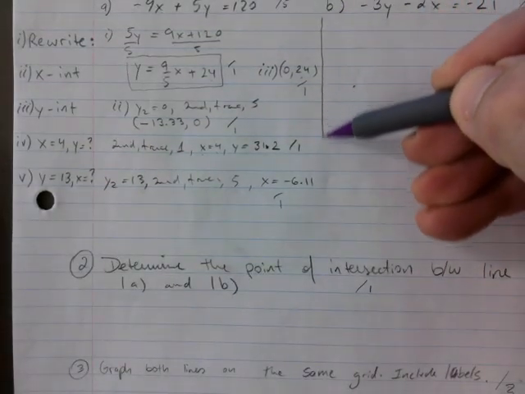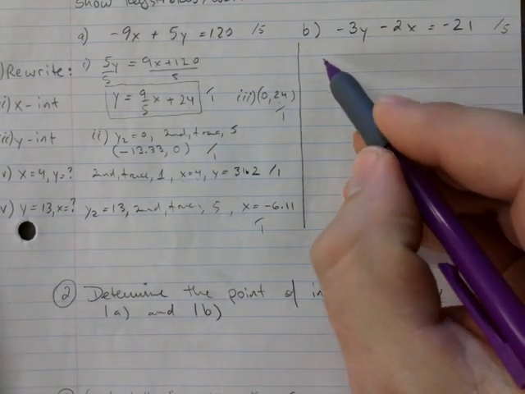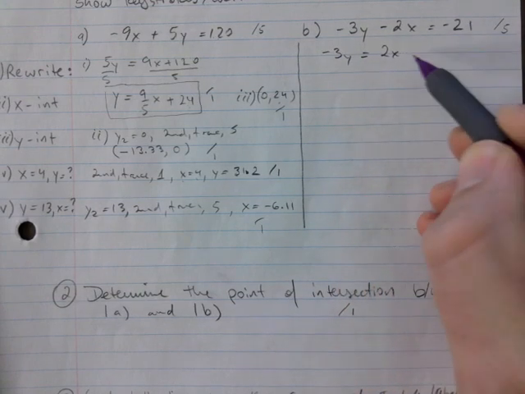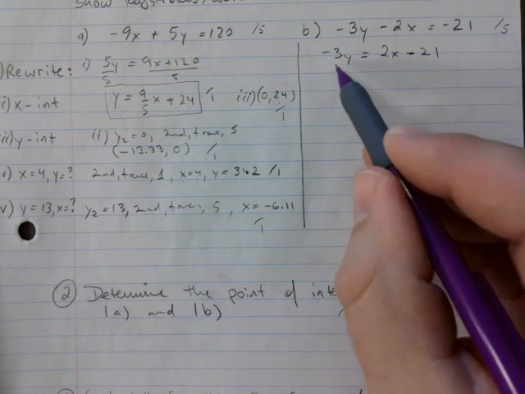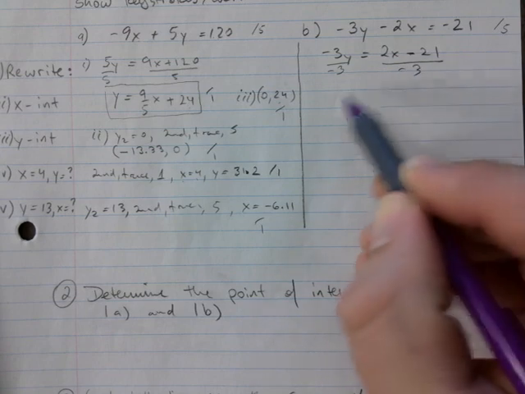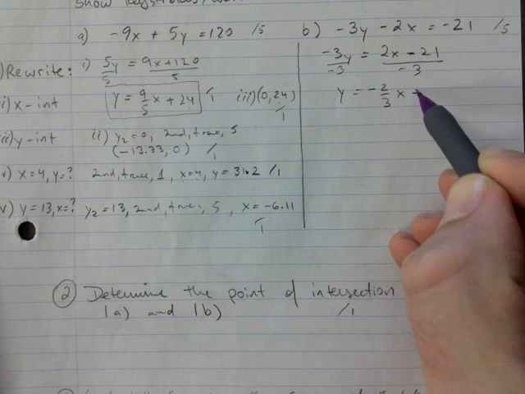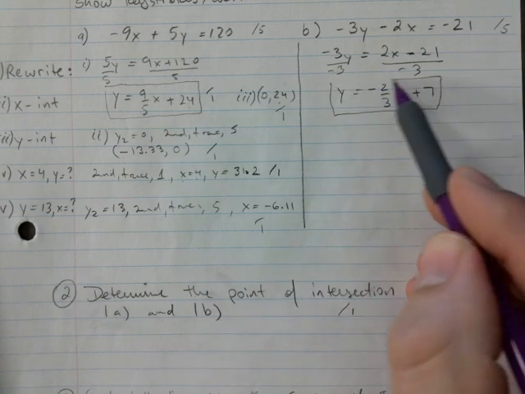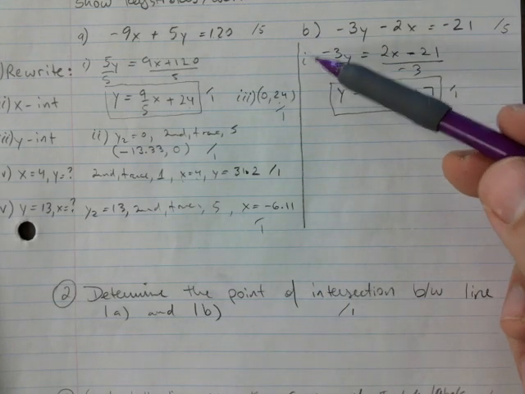Next, we do the same thing for B. I'm going to rewrite it real quick. Negative 3y is equal to, the 2x comes over positive, and there's a negative 21 there. It stays negative. Divide everything by negative 3. So y is equal to negative 2/3 x plus 7. I chose to make it a whole number. It won't always be. So this is a mark for 1bi.